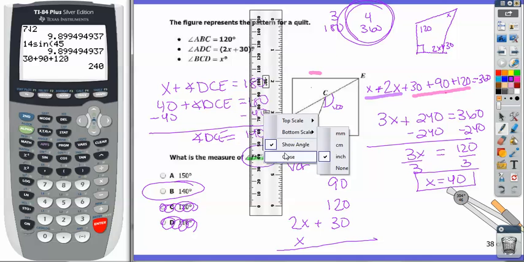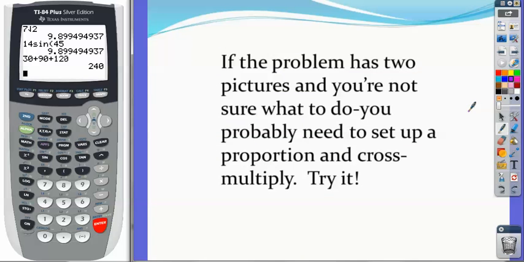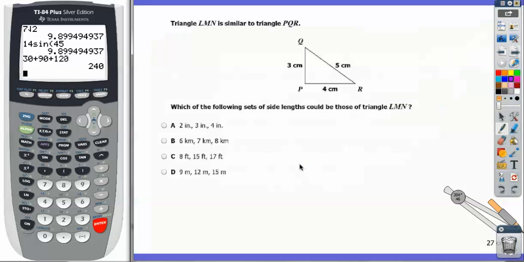So let's go ahead and go to the next problem. Now, if a problem has two pictures or I'm comparing something, sometimes they don't like to draw pictures. So it's going to be comparing. I don't know what to do. I'm probably going to need to set up a proportion and cross multiply. Just try it. So let's look at a few things.